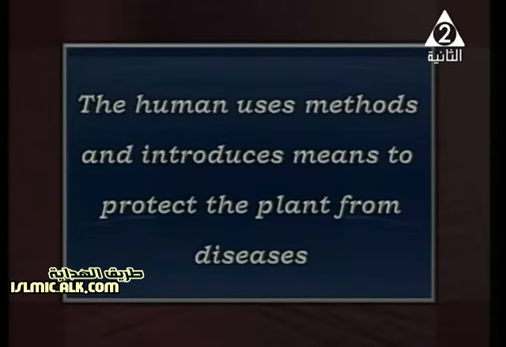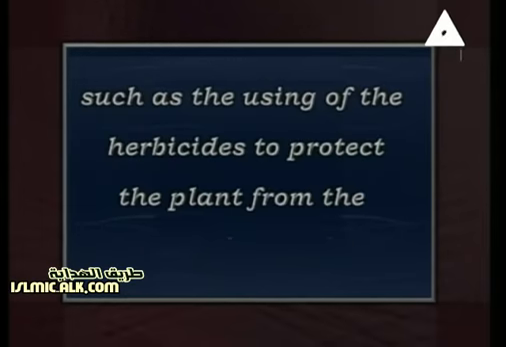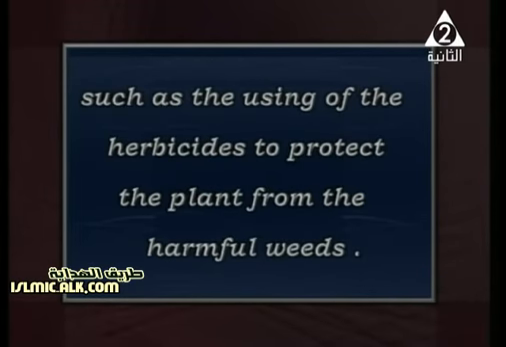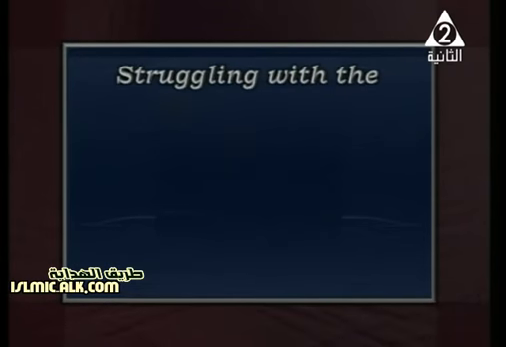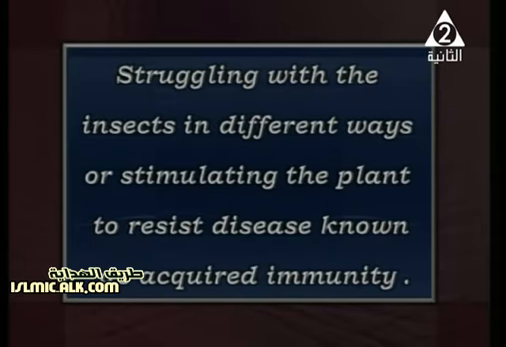Humans use different methods and introduce means or devices to protect the plant from diseases, such as the use of herbicides to protect the plant from harmful weeds, and also struggling with the insects in different ways. Struggle here means to fight for something. Humans always need to fight with the insects in different ways, or stimulate the plant to resist. Stimulate means to force the plant to resist the disease. And this type of immunity is called acquired immunity.